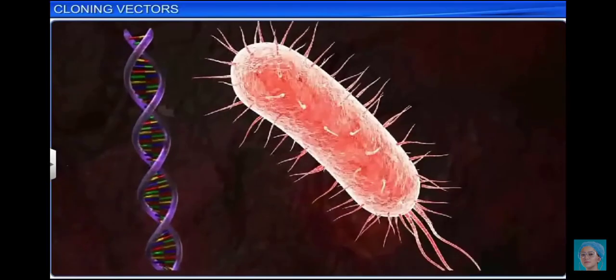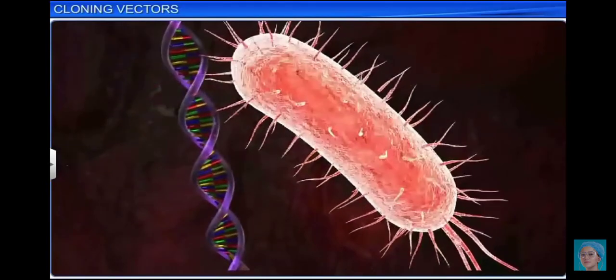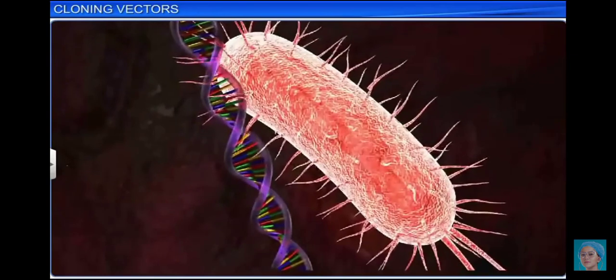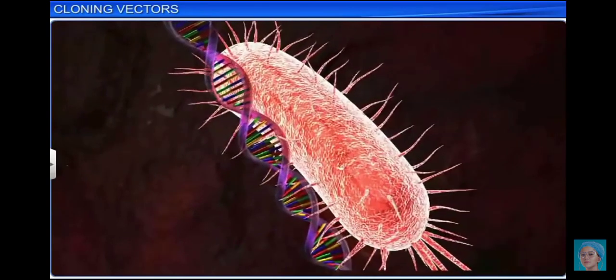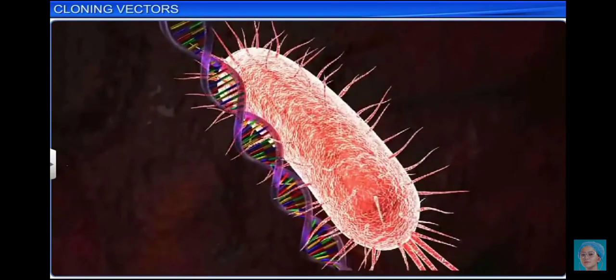Placing foreign DNA in a bacterium. Will this DNA multiply? It will not, as the bacterium will not recognize the foreign DNA. To get recognized and to multiply, foreign DNA requires some identification sequences or replicon.